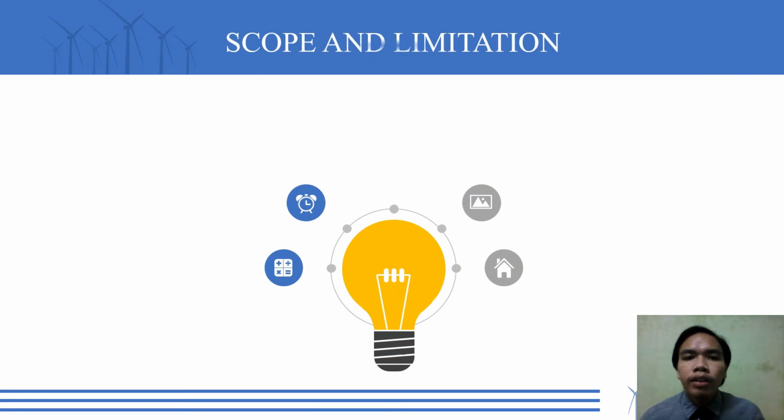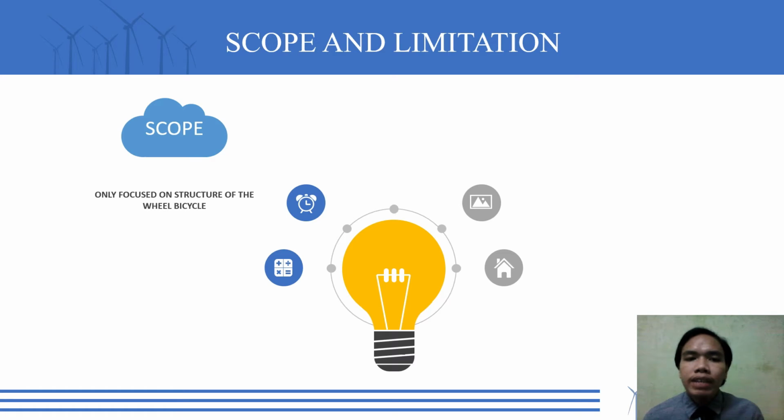Next, we move on to the scope and limitation. There are lots of factors that can contribute to the studies. However, the scope of this research is limited to a certain aspect. The scope of this research is that it only focuses on the structure of the wheel. The analysis cannot be done at the laboratory due to the pandemic of COVID-19. Thus, we are using CATIA for analyzing the structure of the bicycle wheel.